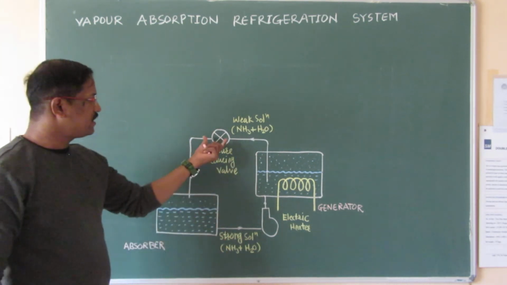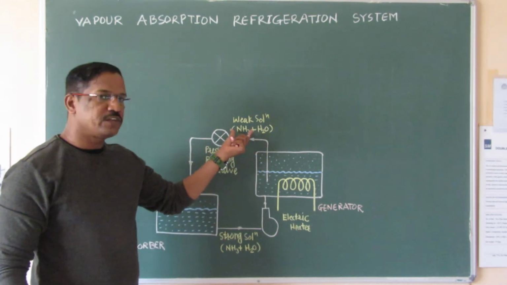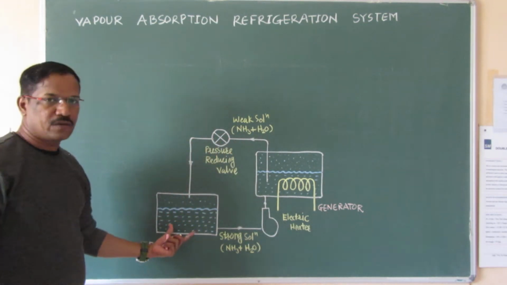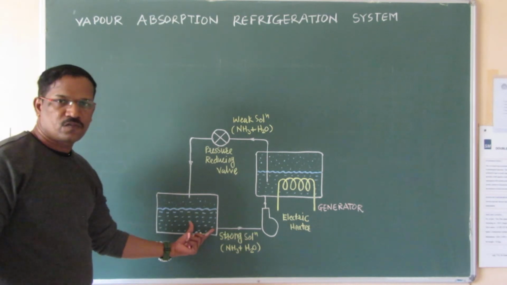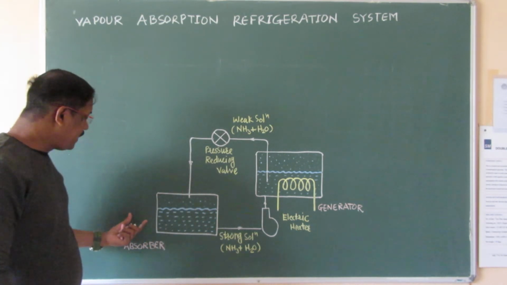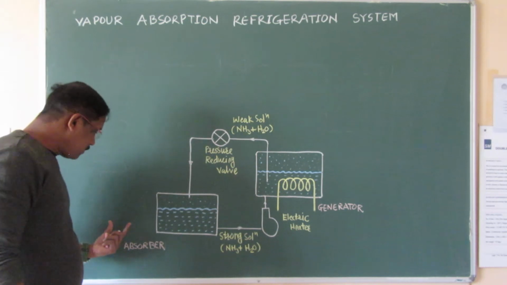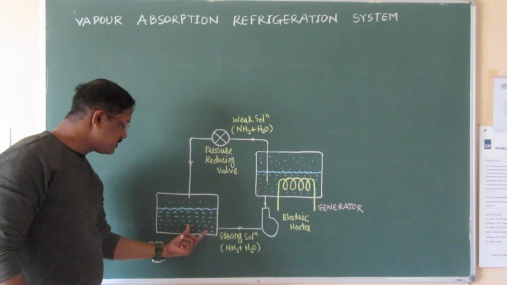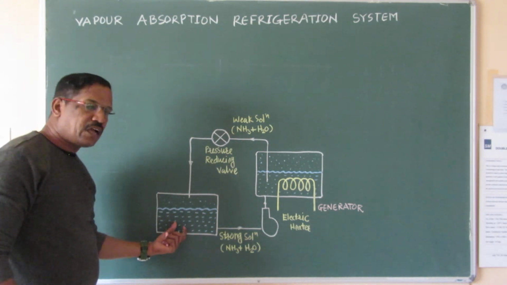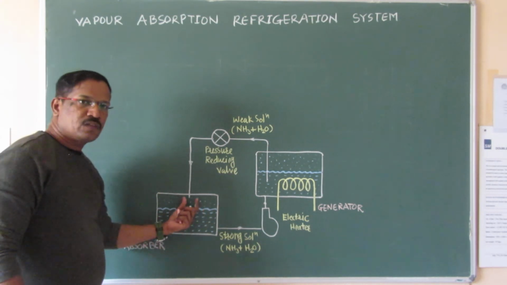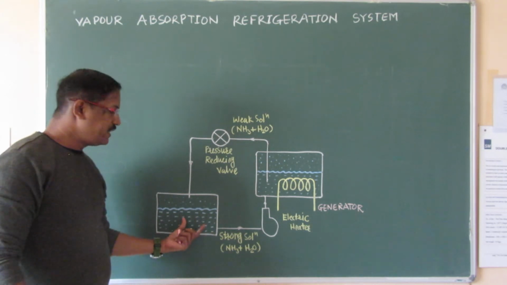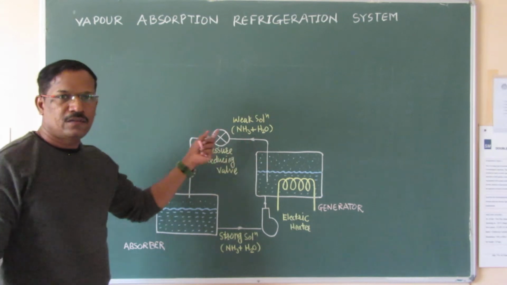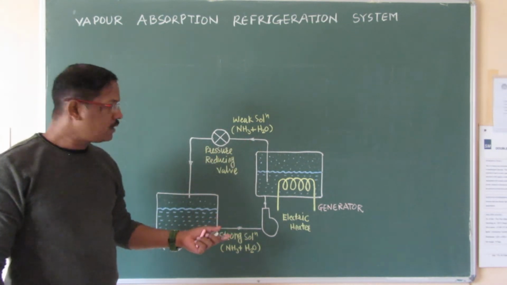So with the help of the pressure reducing valve, this high pressure weak solution gets reduced in pressure and then supplied to the absorber. Now here again, when ammonia from the evaporator enters this absorber, that ammonia gets absorbed by the weak solution and this solution becomes strong. When it becomes strong, it will again be supplied to the generator. So likewise there will be a circulation.